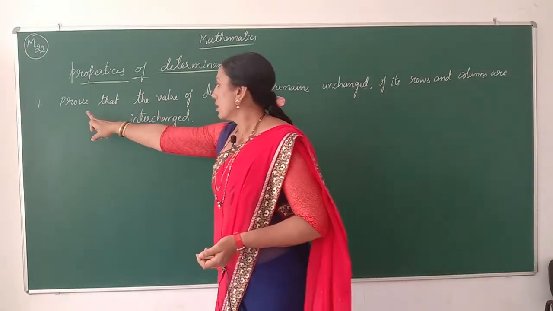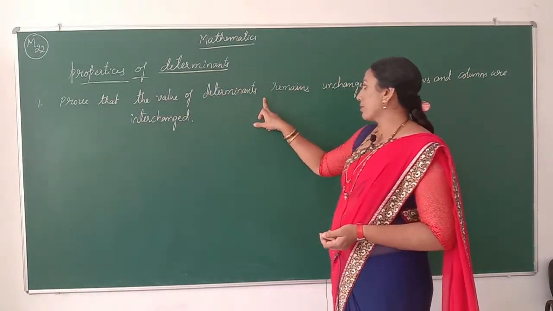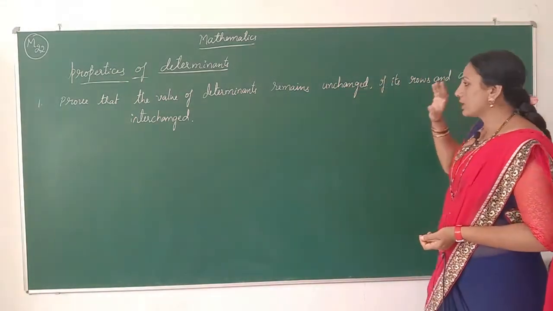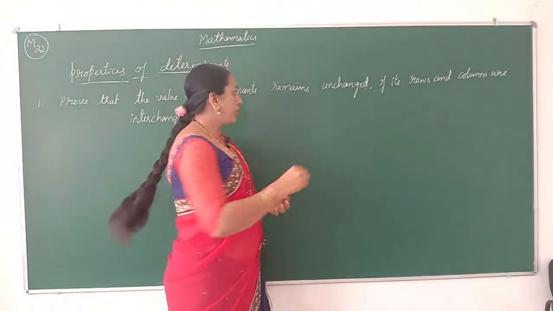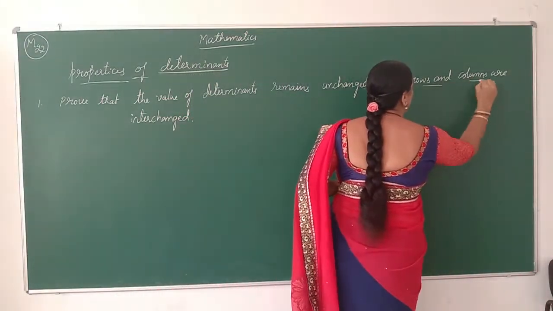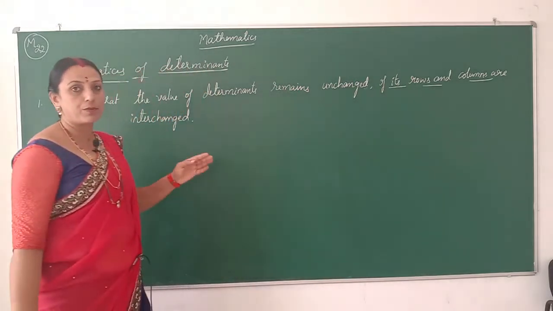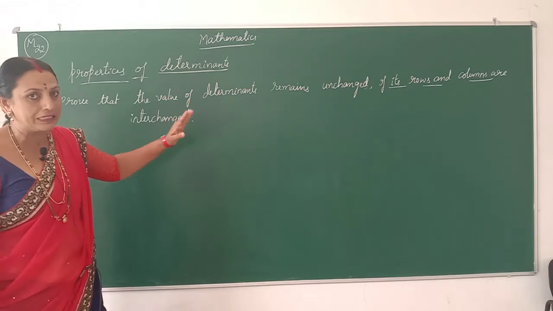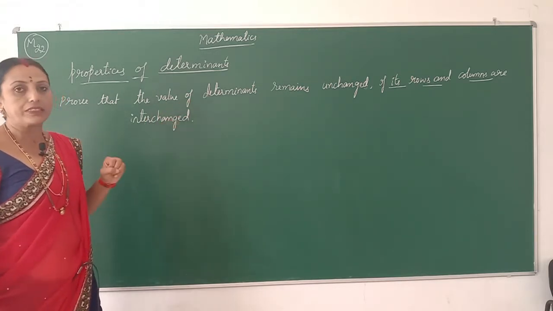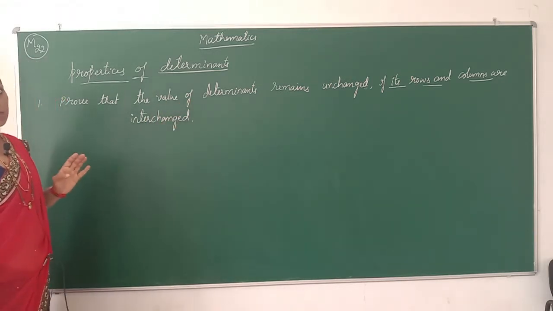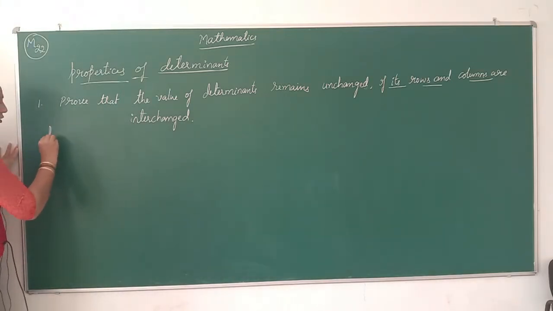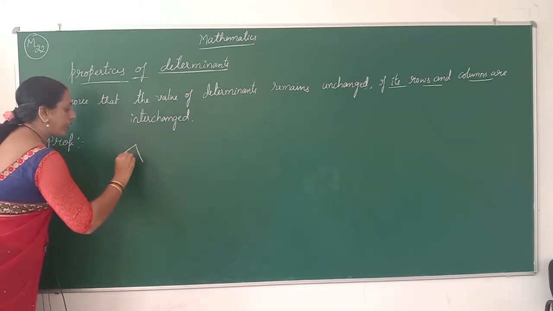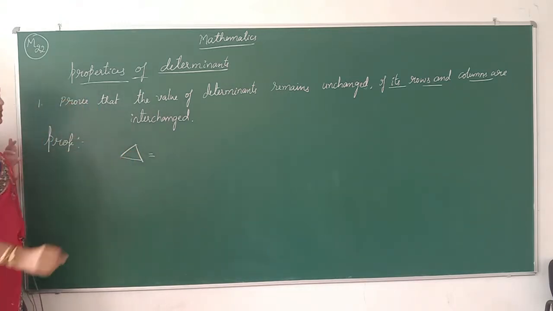The first one is: prove that the value of a determinant remains unchanged if the rows and columns are interchanged. Interchanging rows and columns is also called the transpose of a matrix. So after taking the transpose of the elements of the determinant, the value of the determinant is always the same; it does not change. Now the proof. Consider a determinant denoted by delta.